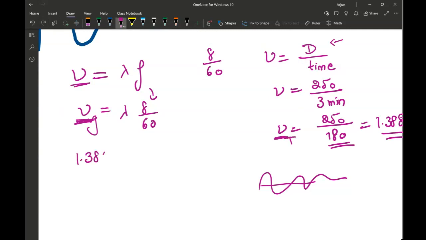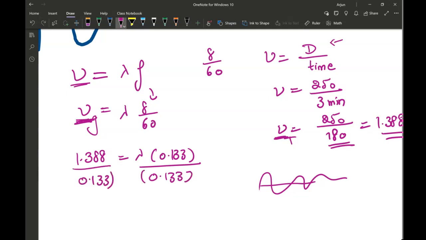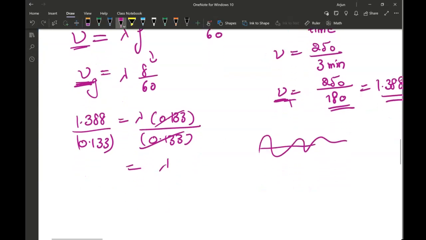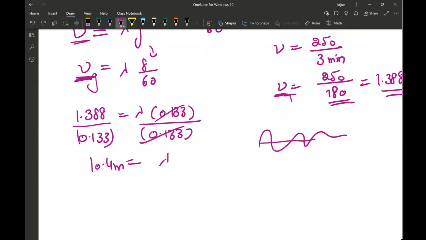This will be 1.388 equal to lambda times 8 divided by 60. 8 divided by 60 is 0.133. Dividing both sides by 0.133, you will get the value of lambda. So 1.388 divided by 0.133 comes out to be approximately 10.4 meters. That's the answer for the wavelength.